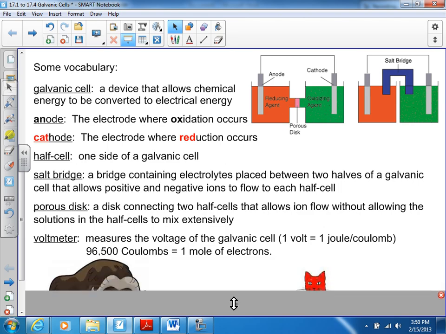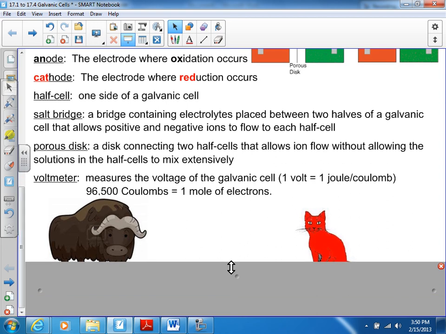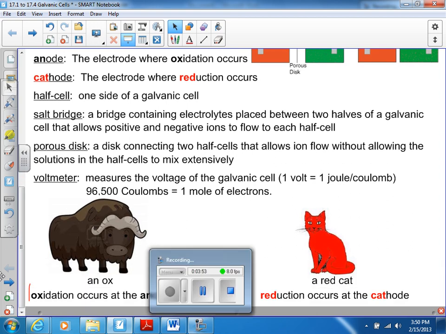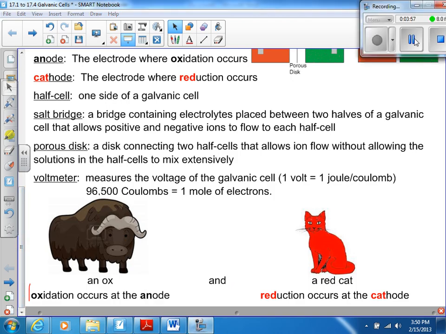That'll come up later. So why did I have that stuff highlighted up there? And why do I have these pictures here? An ox and a red cat. Oh goodness, I'm not even recording. Yes, I am. Apparently I was recording. How embarrassing. That was my cell phone. That's my daughter's ring. It's a little duck. Okay, back to the video.